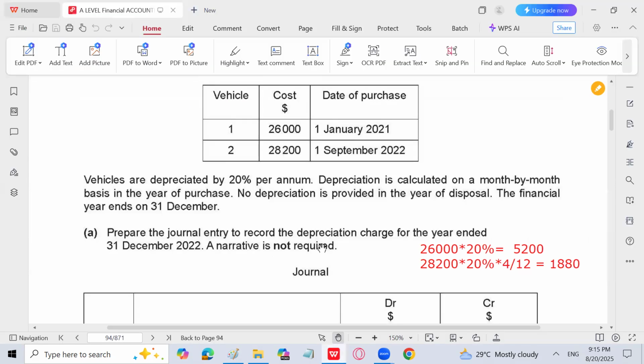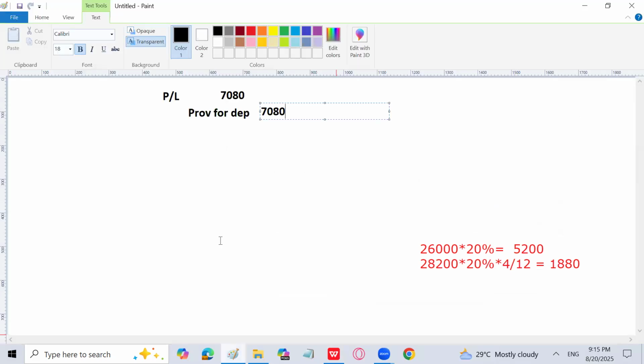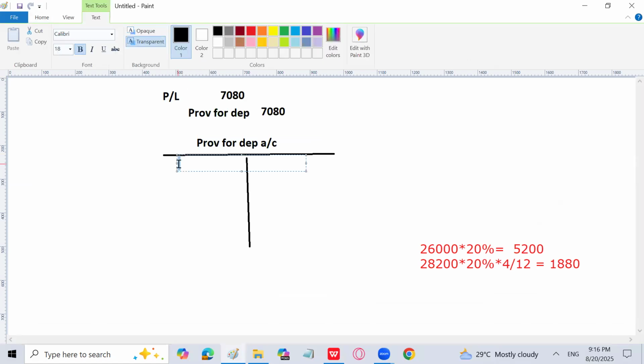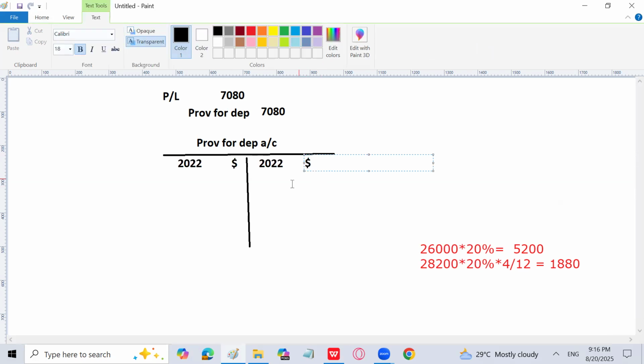Now let's move forward. What is the next part? Prepare the provision for depreciation vehicle account for the year ended 31st December 2022. Now I have to prepare the provision for depreciation account actually for the year 2022. So let's do that. Remember this, that we are presently preparing the account for 2022. It means that the asset which has already been used or depreciated in the past, we have to take the depreciation along with the question.